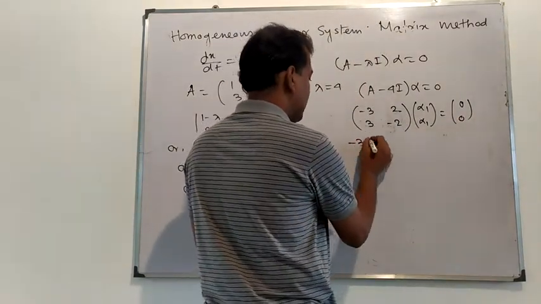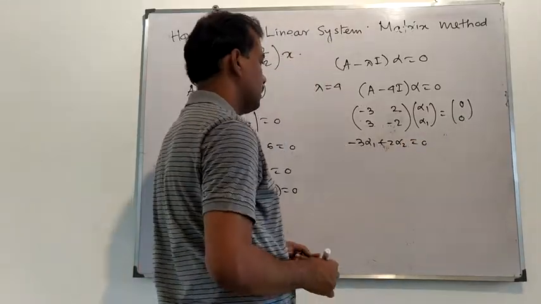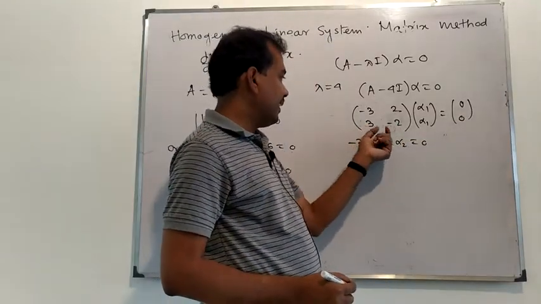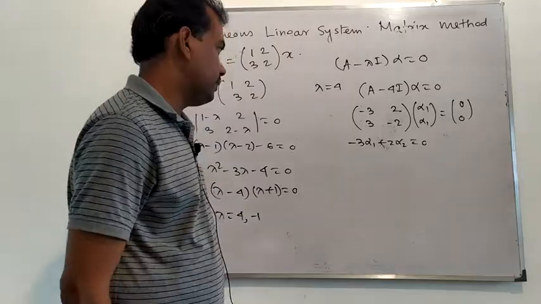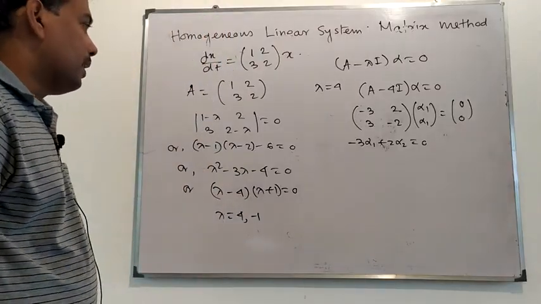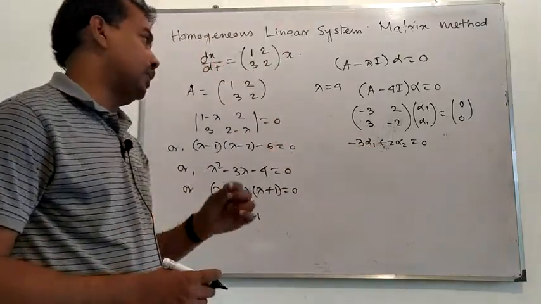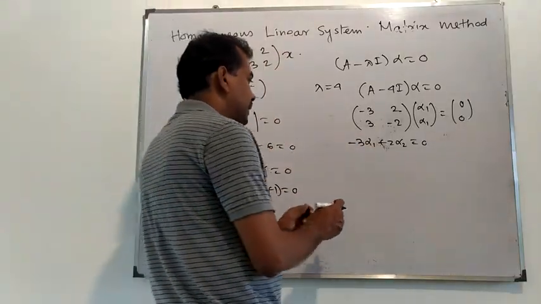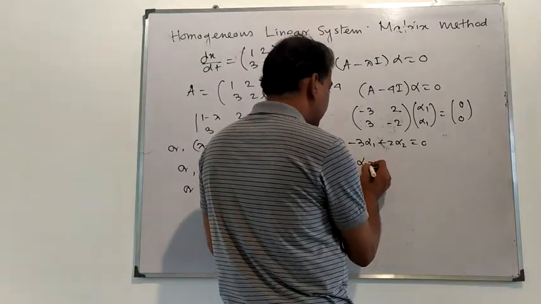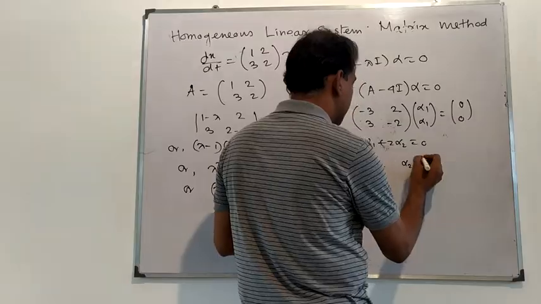So minus 3 alpha 1 plus 2 alpha 2 is equal to 0. And from the second row we get the same equation, 3 alpha 1 minus 2 alpha 2 equal to 0, that is this. Actually, we want to find a non-zero solution. If we take alpha 1 equal to 2, then alpha 2 is equal to 3.